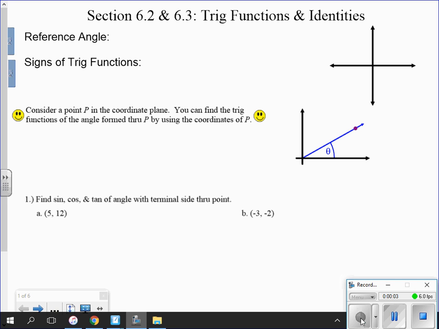And we are recording. Okay, so sections 6.2 and 6.3, we're going to cover both of those today. Trig functions and identities. And remember, everything we're dealing with, sine, cosine, tangent, that kind of stuff, that's what we're dealing with.